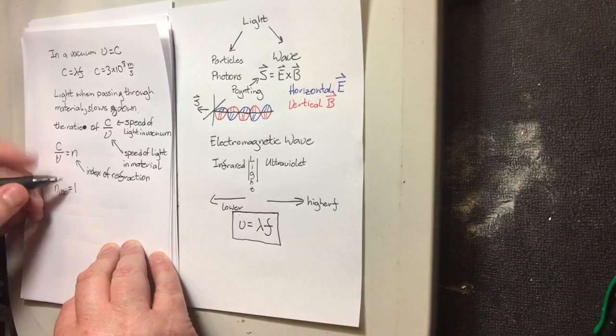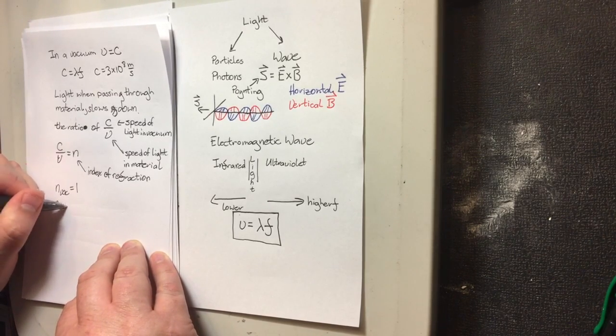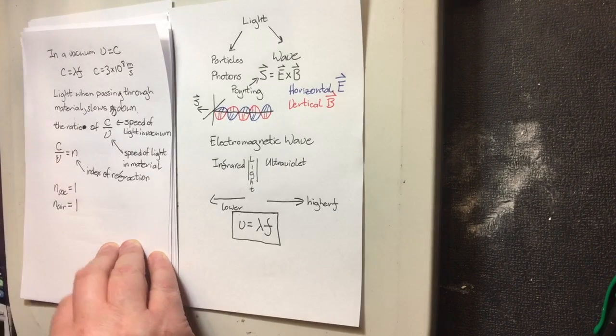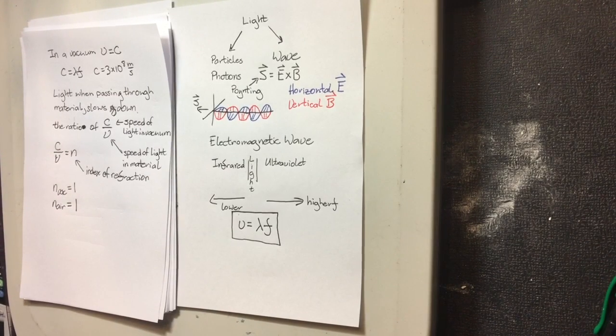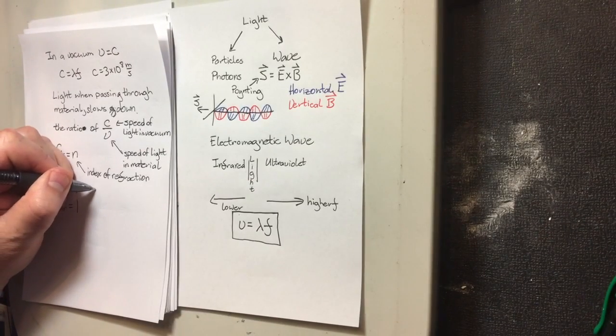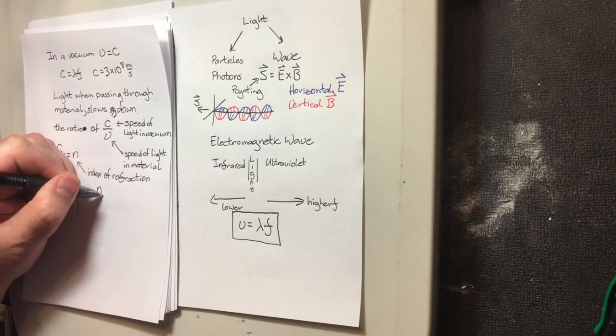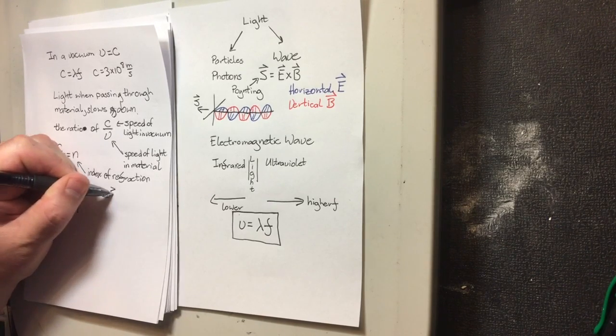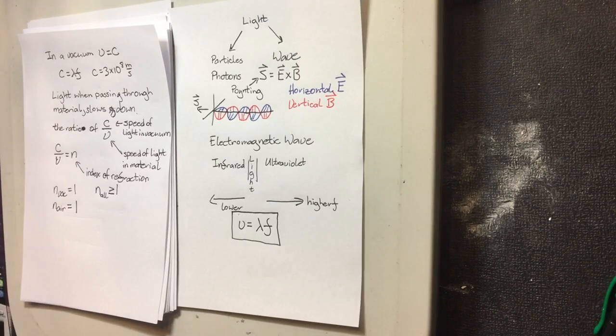Now, N for air is effectively 1, and as far as I'm concerned, the index of refraction for air is 1. Speed of light in this room is effectively 3 times 10 to the 8th. Technically, I think it's like 2.999999. It slows down an itty bitty bit, but it's not enough to affect anything. The one thing that I will say is that all n's must be greater than or equal to 1.